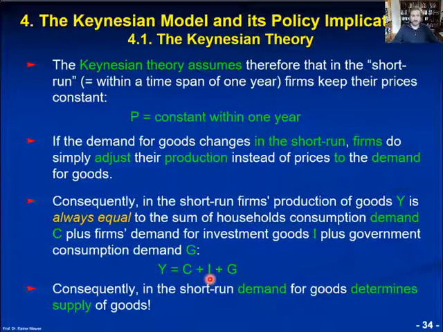So much for this lecture. In the next lecture, we will develop the most important tool of the Keynesian theory, the Keynesian cross.